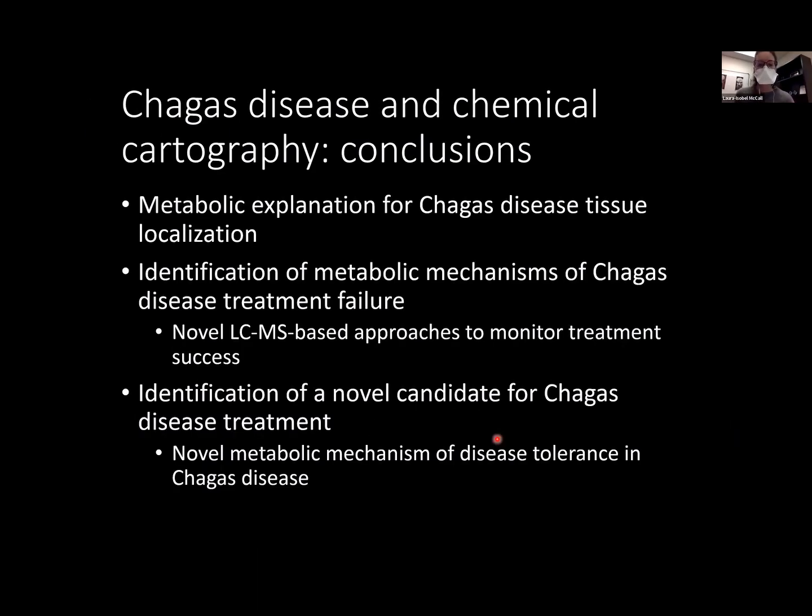What I showed you today is firstly a metabolic explanation for Chagas disease symptom localization in both the heart and the gastrointestinal tract. And then a metabolic explanation for antiparasitic clinical treatment failure. In turn, this gives us a non-invasive urine-based approach to monitor and assess new and better treatments. Building on our metabolic data, we found a new candidate for Chagas disease treatment, carnitine, which in turn fed back into new mechanisms of disease tolerance in Chagas disease.